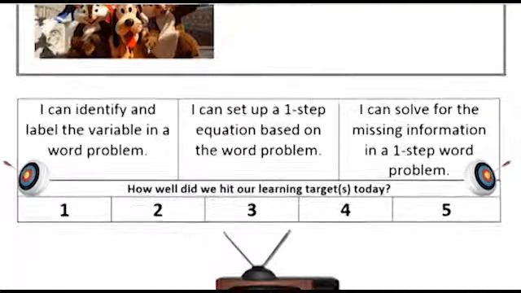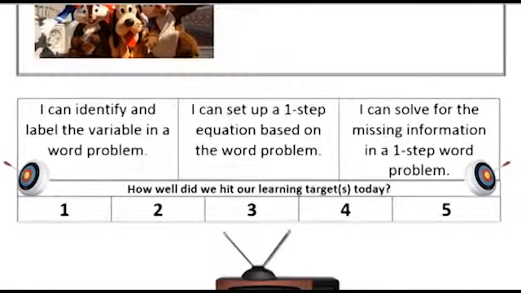Alright, we looked at identifying and labeling variables in a word problem, setting up a one-step equation based on a word problem, and solving for the missing information in a one-step word problem. On your own, rate on a scale of 1 to 5 how well we hit our target, and I will see you in class.